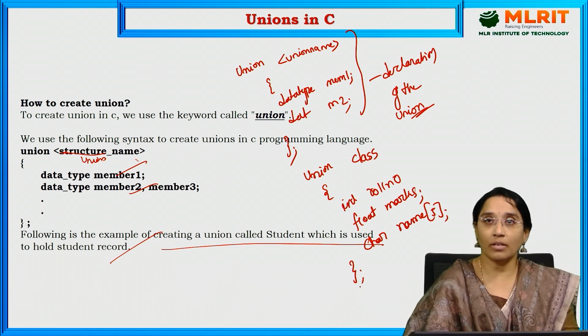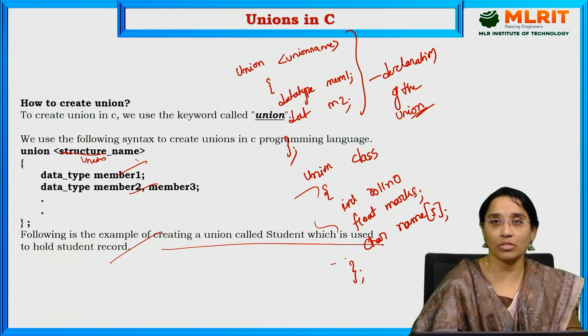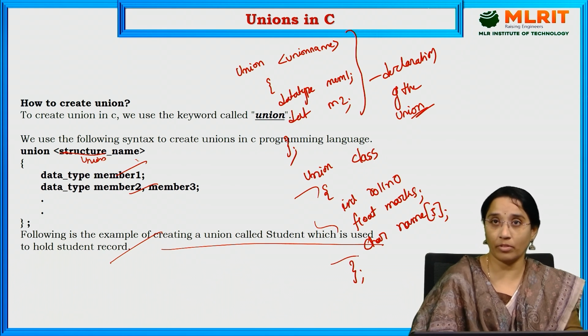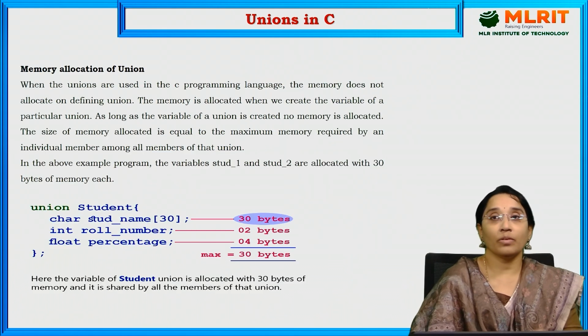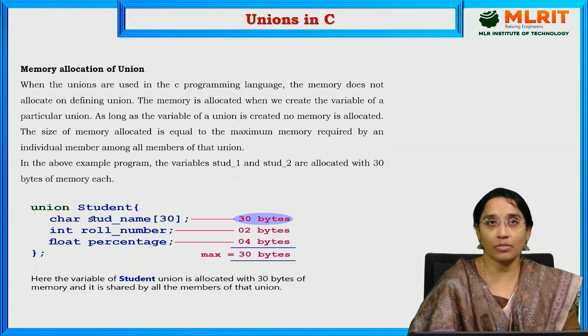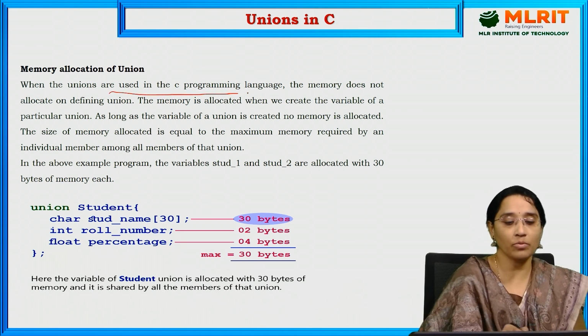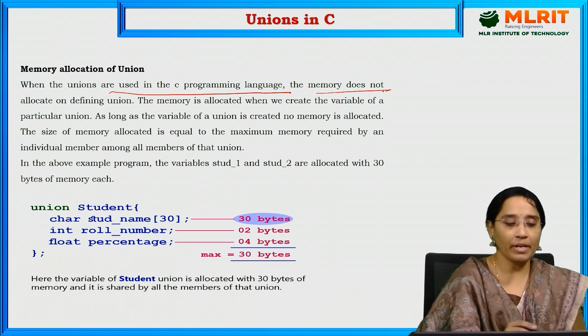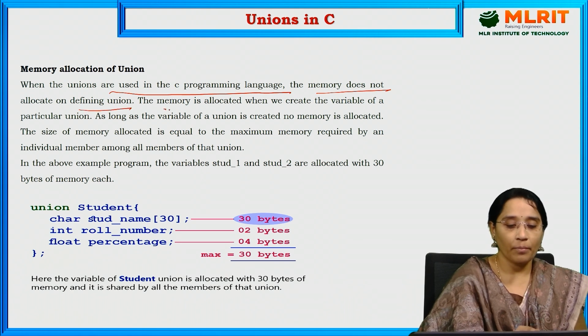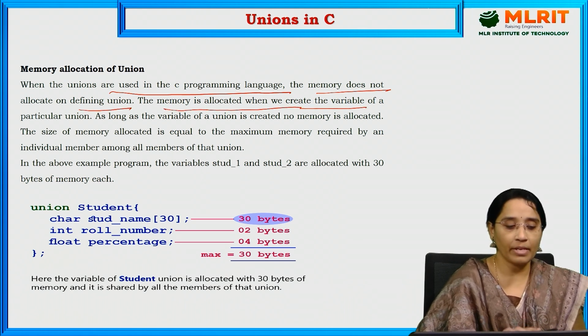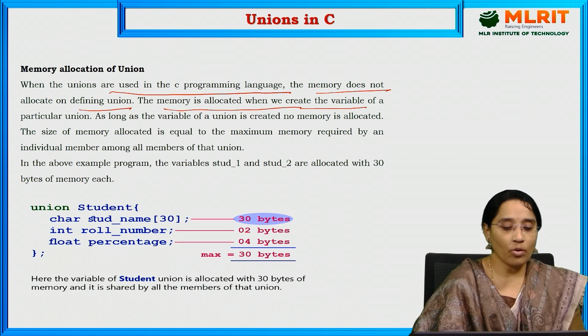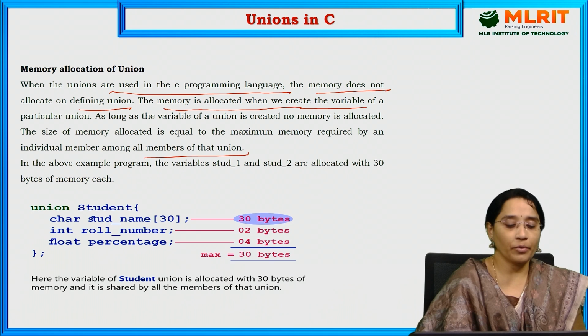But what is the difference between structure and union? If the declaration is common, what is the difference between these two? The difference is the memory allocation. When unions are used in C programming language, the memory is not allocated on defining the union. Memory is allocated when we create the variables of a particular union. As long as the variable of a union is not created, no memory is allocated. The size of the memory allocated is equal to the maximum memory required by an individual member among all members of that union.